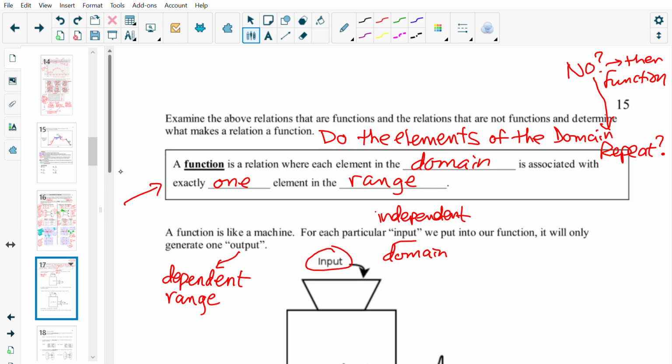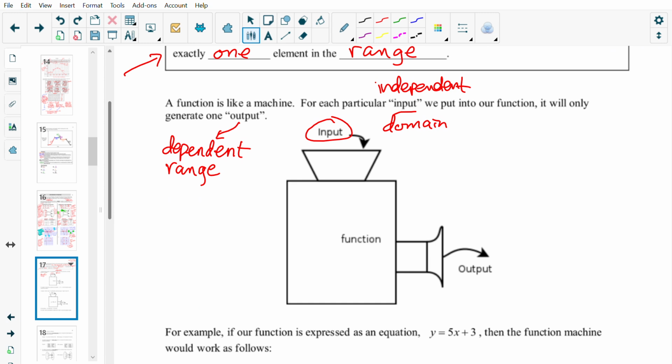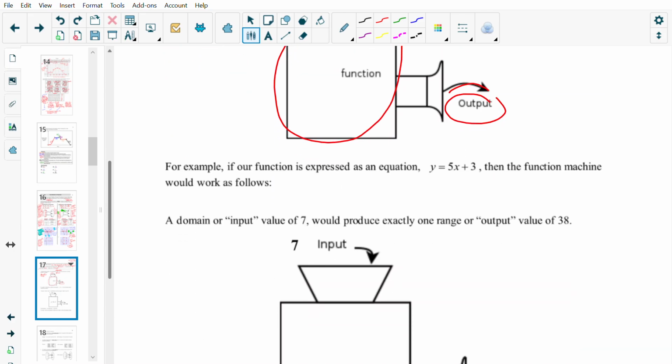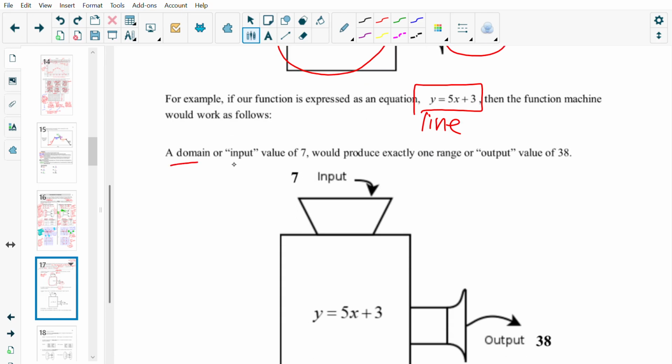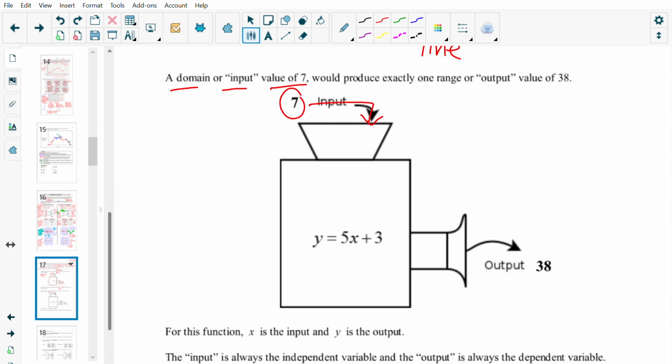So we put in our input, it's like a machine. Here's the analogy with a machine. This box is a function and it puts out an output. For example, if our function is expressed as an equation, y equals 5x plus 3, the equation of a line, then the function machine would work as follows. The domain, or the input value of 7, if we put 7 into this machine, we only get exactly one output. So what is going on inside this function?